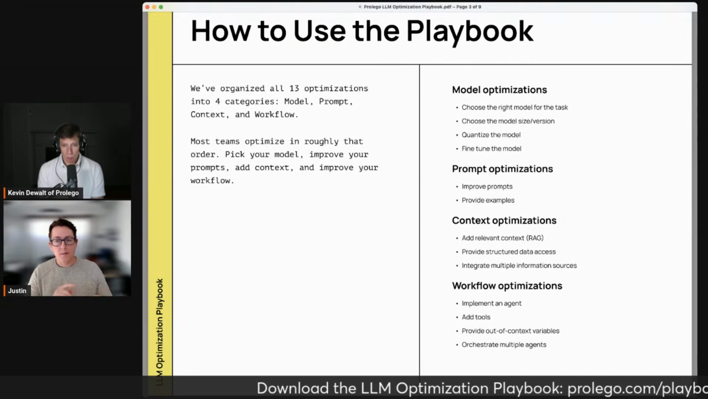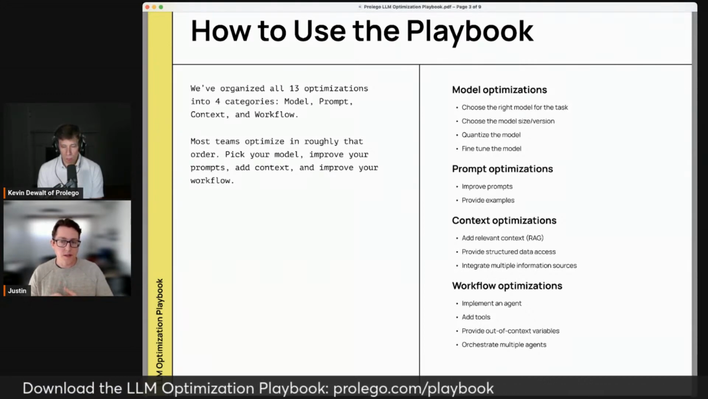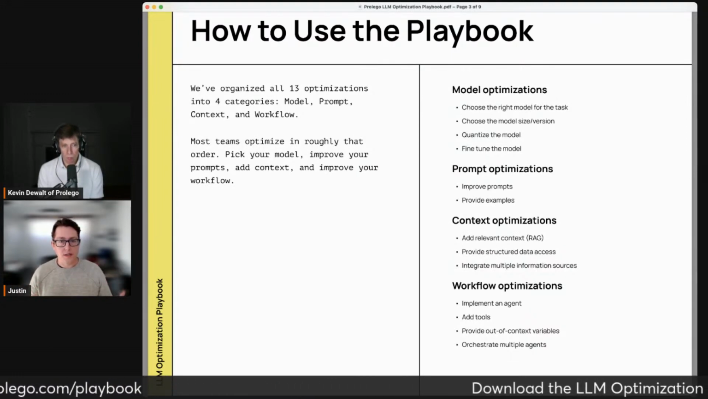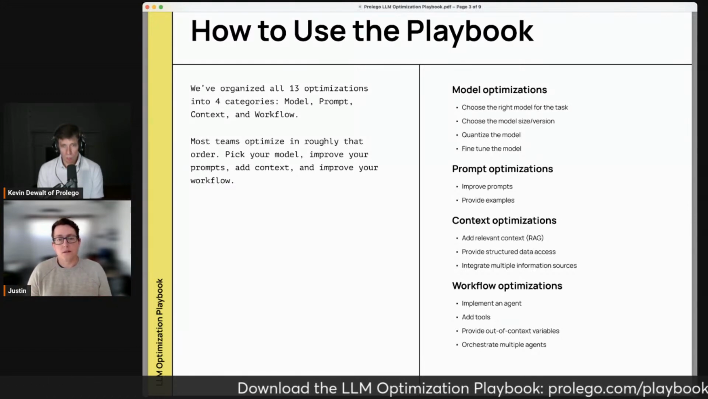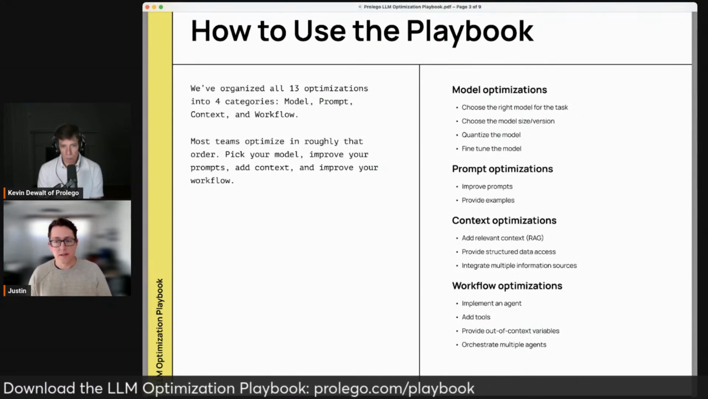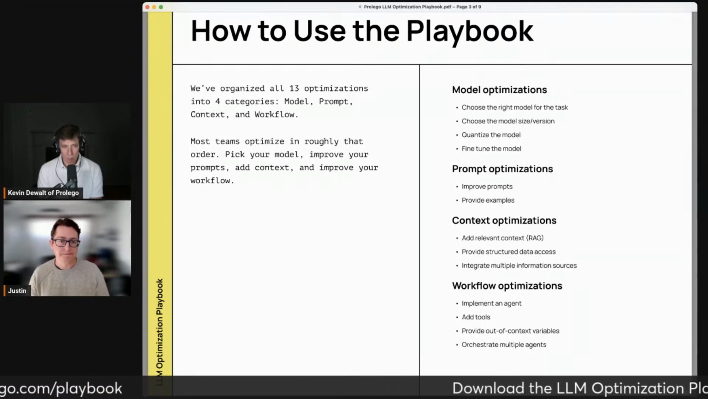So moving beyond model, prompt, and context, finally, there's workflow optimization. And this is where it can get more fun, more complex, but maybe you're coordinating or orchestrating multiple models, multiple sources of data, giving your model tools, giving it some sort of agency. And so that's kind of the top tier in terms of potential performance, but also complexity.